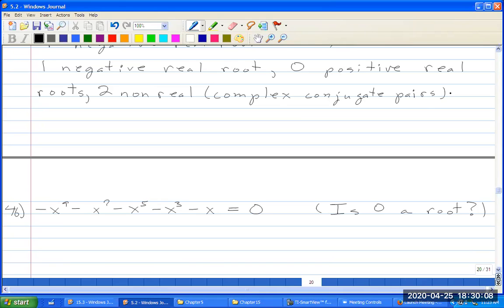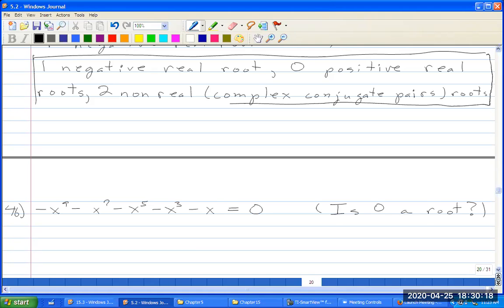Pairs, roots. So that's one possible: one negative real root, no positive real roots, and 2 complex roots that come in complex conjugate pairs.